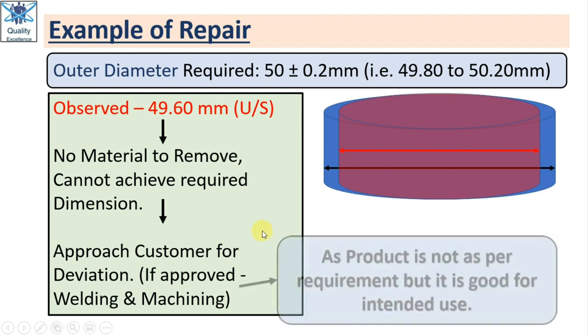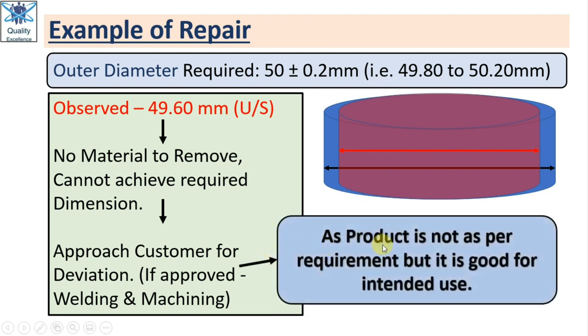And after this, the product is not as per the requirement, because welding is not permitted, but with the special permission you have carried out this activity. So here the product is not as per the requirement, but it will be good for intended use. The customer will be able to use it. So in this case, this activity is termed as a repair activity.